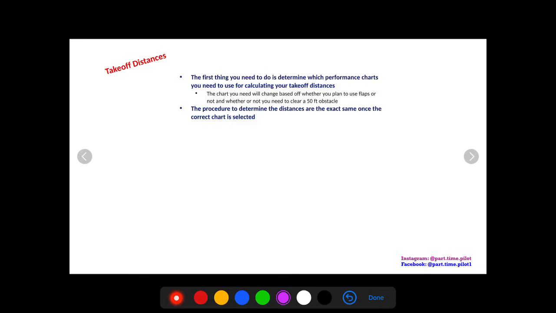Alright, so the first thing we need to do is determine which performance charts we need. One of the first things I was confused about when doing this is the names of the different charts used for takeoff distances and landing distances in the POH for your aircraft. So we'll review those real quick so you know that you're using the right chart. It's very important. And then the procedure for each of those charts is the exact same, but we'll go over that procedure in an example.